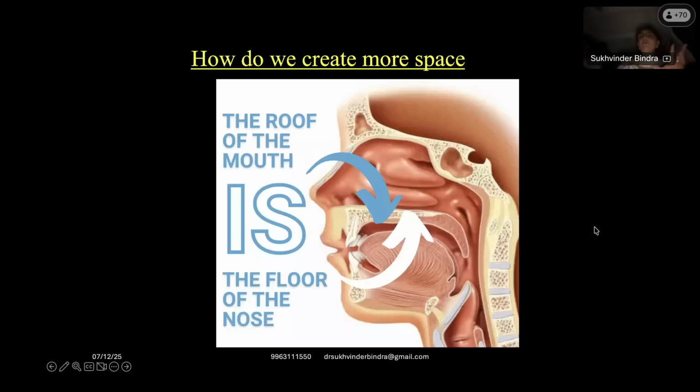So what do we do? We widen the maxilla or we advance the maxilla, and we use the principle that the roof of the mouth is the floor of the nose. So if I widen the roof of the mouth, it will indirectly widen the floor of the nose also, and that's how we gain the volume in the nasal cavity.